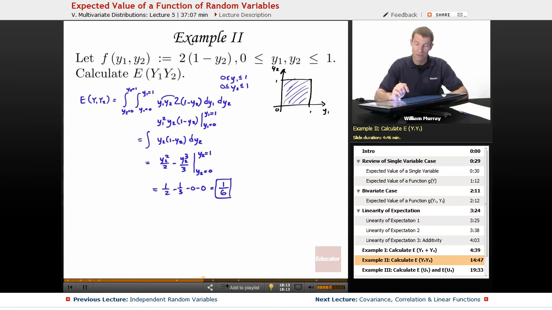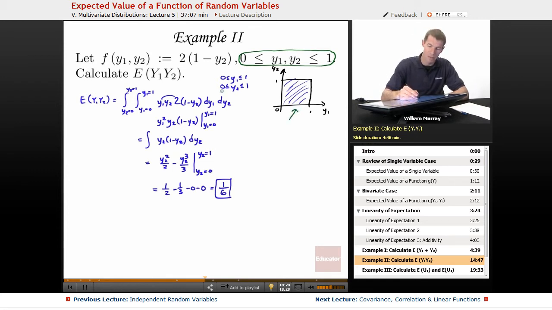So that finishes that problem, but let me recap the steps. First thing I did was I looked at the region there, and I drew a graph there. y1 and y2 are both between 0 and 1, so I got a square. And then I described that region in terms of y1 and y2. They're both constants because it's a square region. And then I used that to set up a double integral.